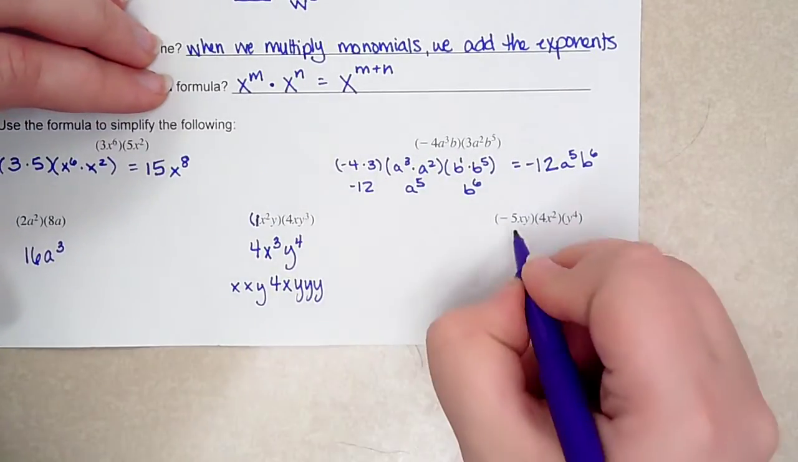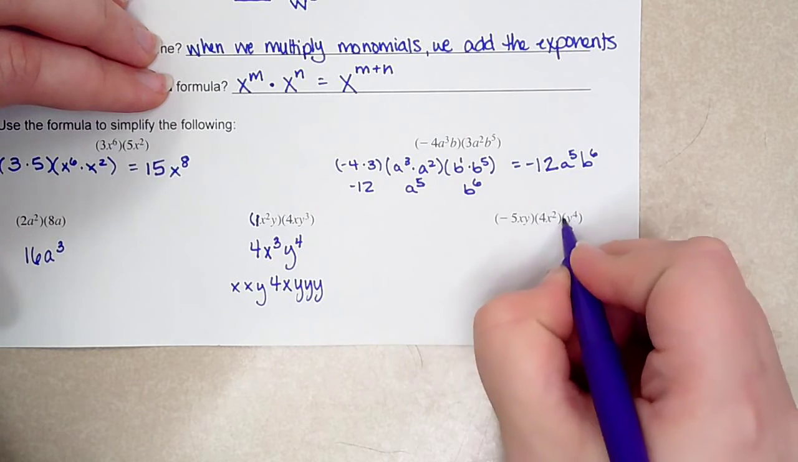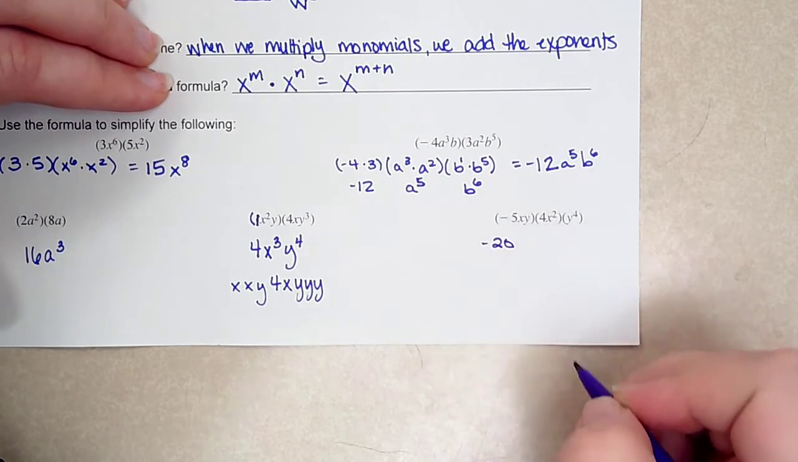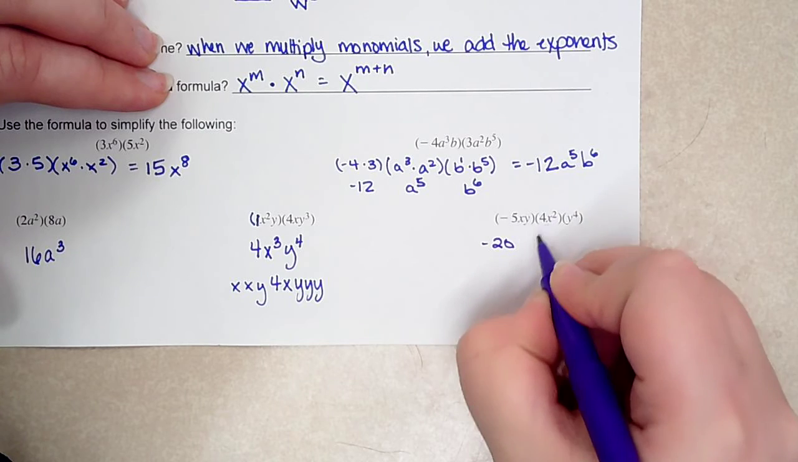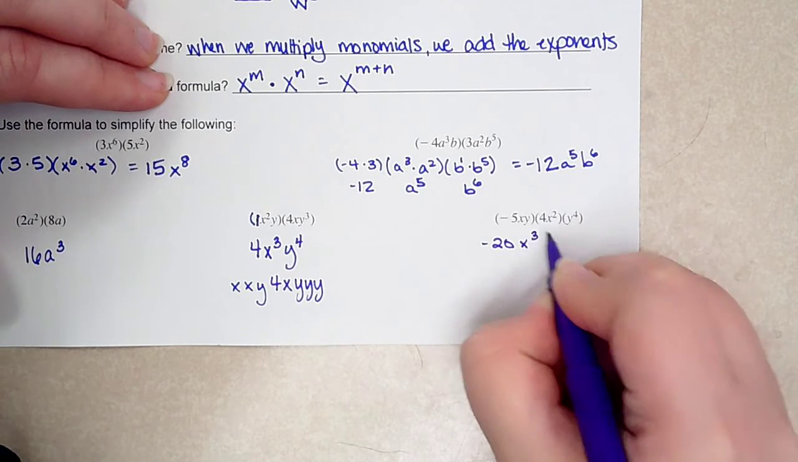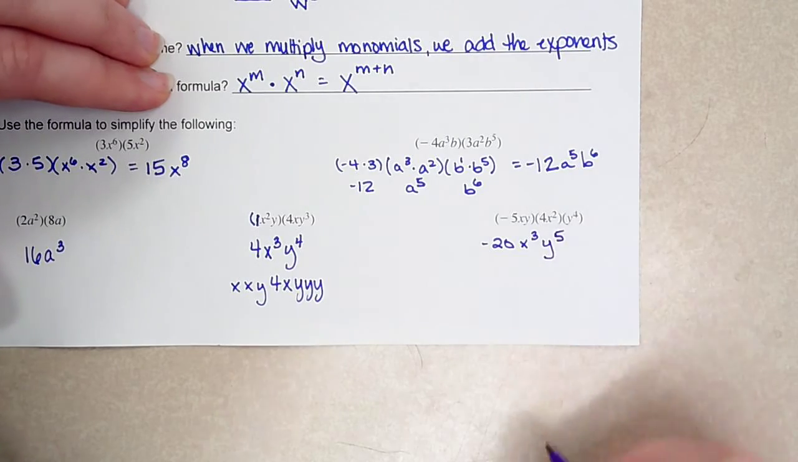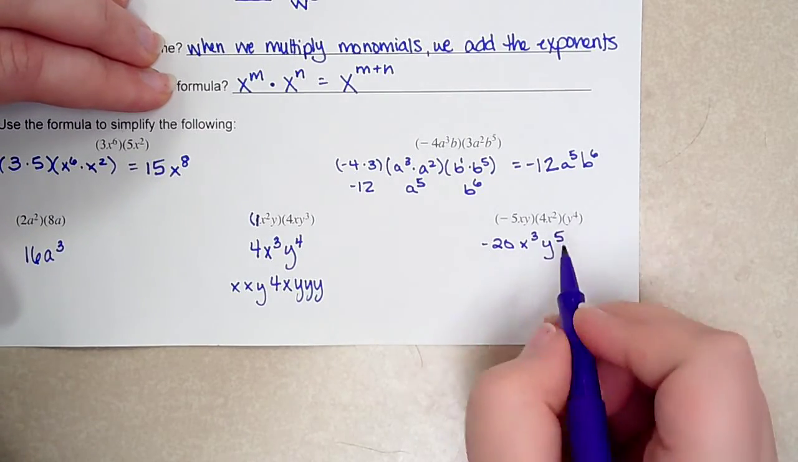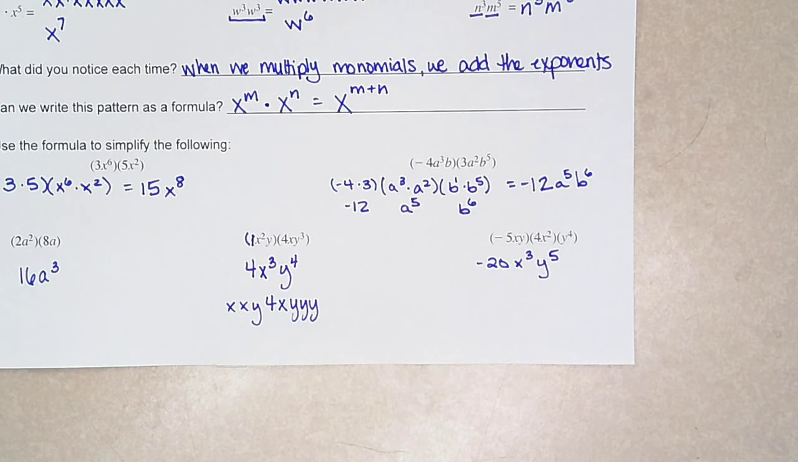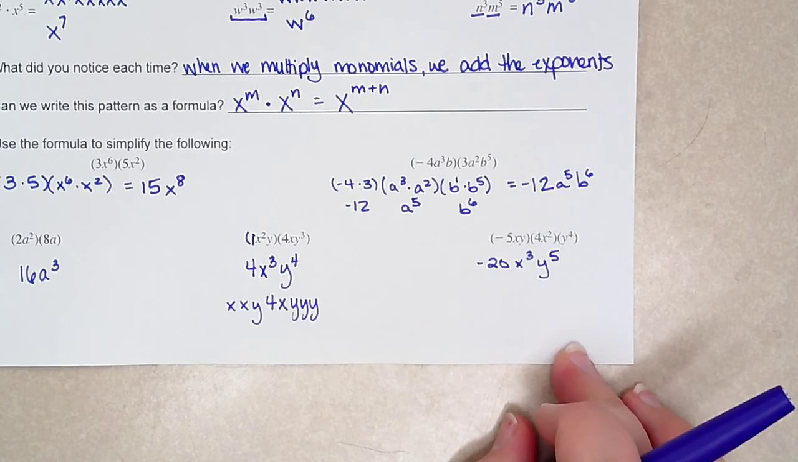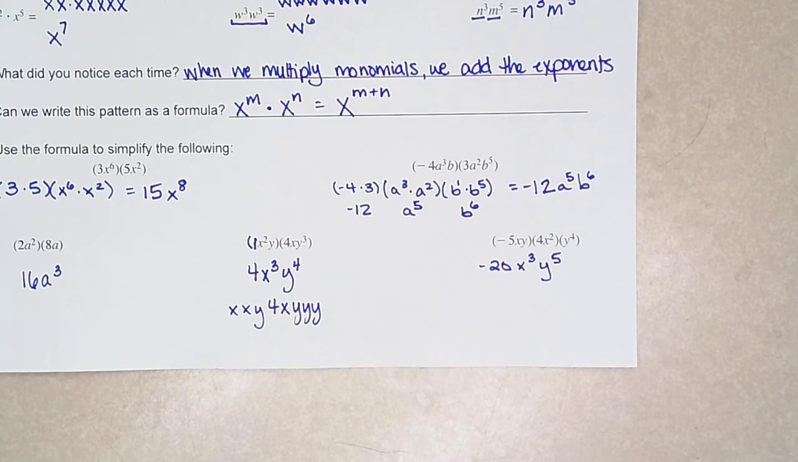Last one, negative 5 times 4, there's no other number, is negative 20. X times x squared is x to the 3rd, and y times y to the 4th is y to the 5th. Just putting those pieces back together like a puzzle. This is how you multiply monomials. Let me know if you have any questions.